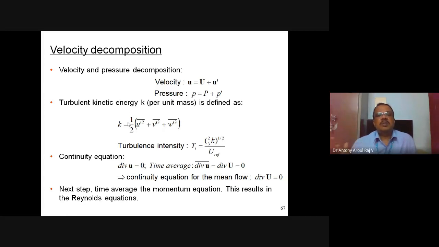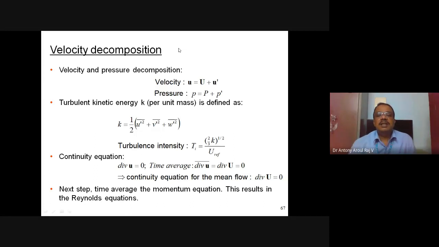Okay. K epsilon model. What is K epsilon model? Turbulent kinetic energy. What is turbulent kinetic energy? If the fluctuation is less, there is less turbulent kinetic energy. If the fluctuation is more, then more turbulent kinetic energy. What is the meaning of that? It tells you about the intensity of the turbulence.